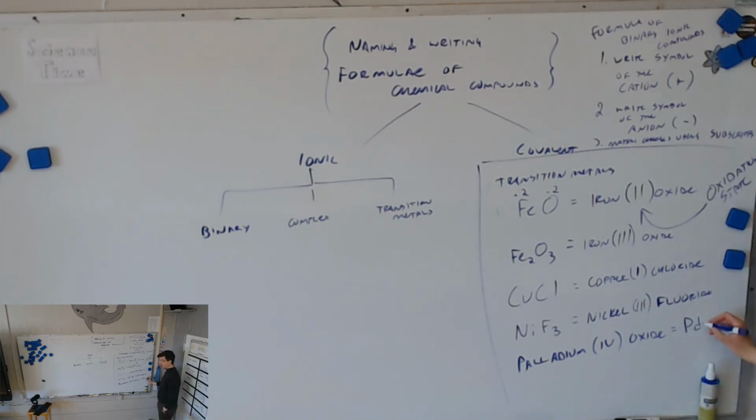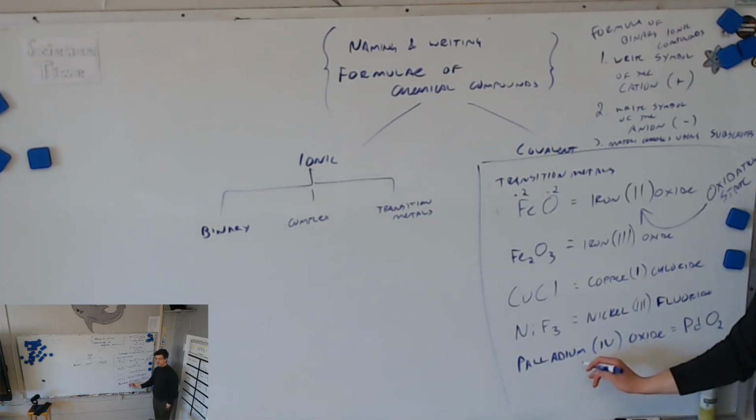No, that's not what the 4 means. Next thing we write is the oxygen. What does the 4 mean? It's the oxidation state. So the palladium is plus 4. Oxygen is always what? Minus 2. So what do I need to change about this? It should be oxygen 2. Yeah, PdO2, because we need 2 oxygens to add up to negative 4 to match the positive 4 of the palladium. How did I know the palladium was positive 4? It told me in the name.